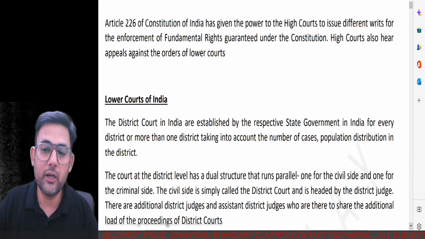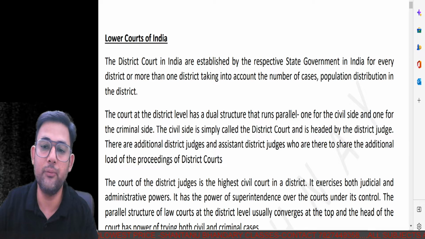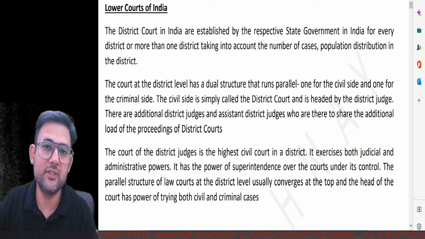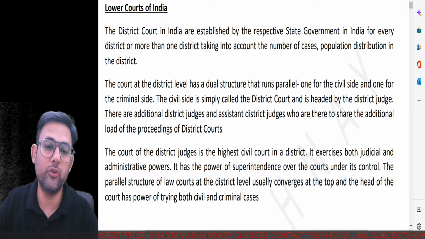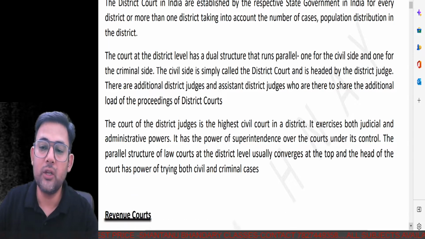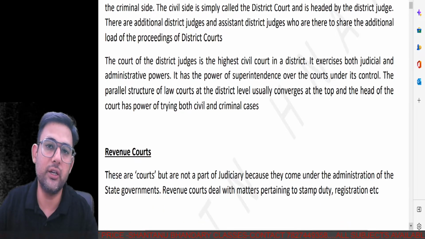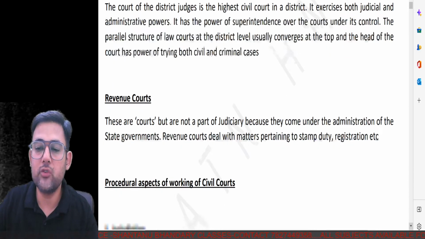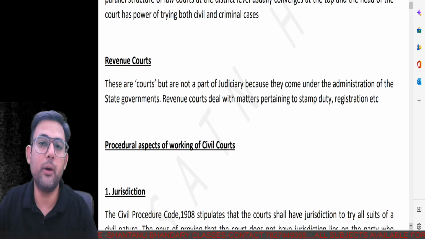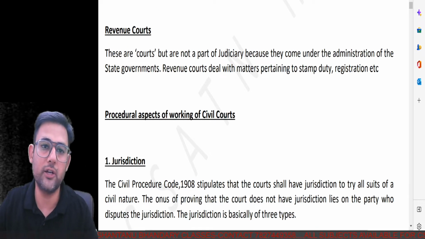So lower courts in India, as I said, the district court is the one that has been set up by the state governments, and they have two domains. One is civil and the other is criminal, and depending upon the type of case, the case lands on either the civil or the criminal side of things. Now the district judge also has been empowered to deal with both civil and criminal cases. Depending upon the case availability and the workload, this can be decided. Now there are revenue courts as well, which deal with matters related to disputes over stamp duty and registration. So these are the things that the revenue court decides.